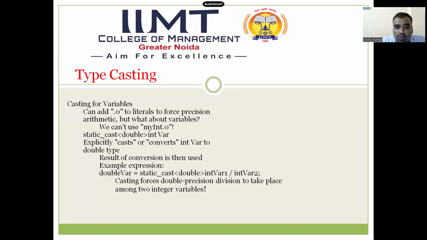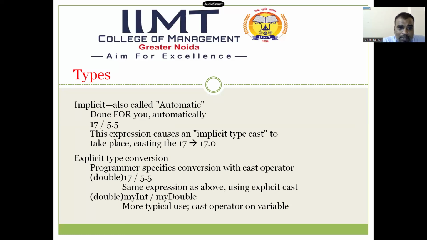Okay, the explicit code is here. The line is clear: double var equal to static_cast of double, entering this value. It is explained with the following concept. Implicit is also known as automatic; it is converted by the compiler itself. It is clear. And the explicit. For example, 70 is converted to 70.0 and 5.5 is added, and the result here is 70.0 plus 5.5 equal to 75.5. Okay, that is clear.